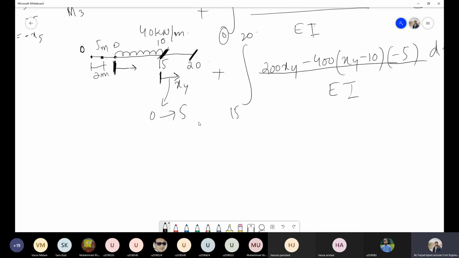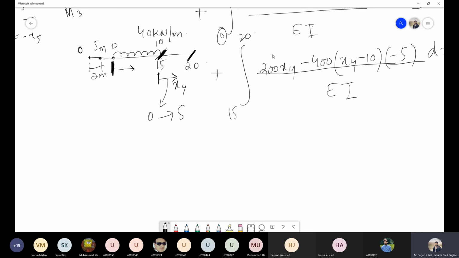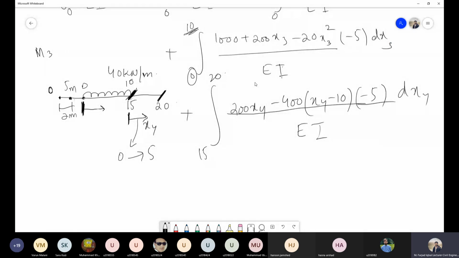Even if you write the equation of moment for this section, you will get the same answer. So it is up to you whichever procedure you feel convenient, you can adopt that. I am doing both methods just so that you are aware, because in some of the examples from the book they take this as a reference point, and in some examples they take this as a reference point. Whichever method you adopt, it's fine.